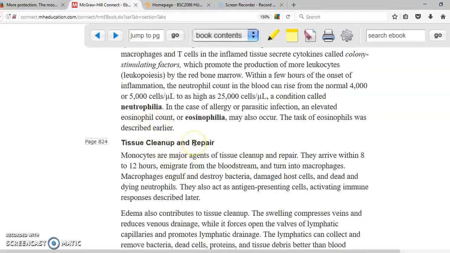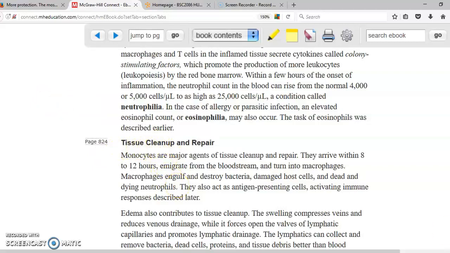Tissue cleanup and repair, basically that is the responsibility of the macrophages. As we said, monocytes are what they're called when they're inside the blood. Outside, they're going to be called macrophages. The macrophages will go to the area where the infection was, and they're going to destroy everything. They're going to phagocytize dead neutrophils, dead bacteria, damaged cells. So basically, the macrophages are the ones in charge of cleaning up the area where we had the infection.